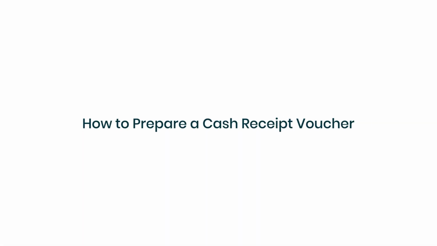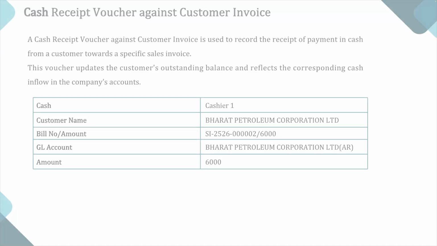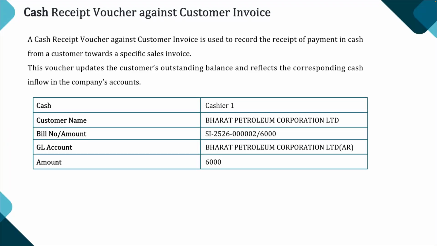Let us see in this video how to prepare a cash receipt voucher against a customer invoice. A cash receipt voucher against a customer invoice is used to record the receipt of payment in cash from a customer towards a specific sales invoice. This voucher updates the customer's outstanding balance and reflects the corresponding cash inflow in the company's account.